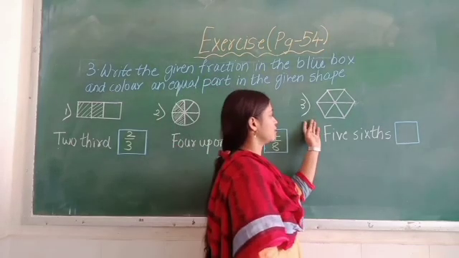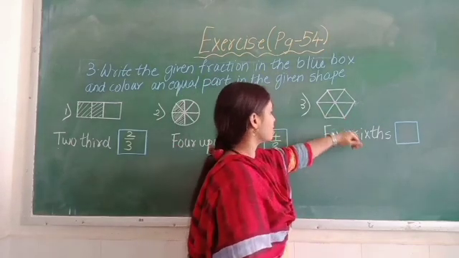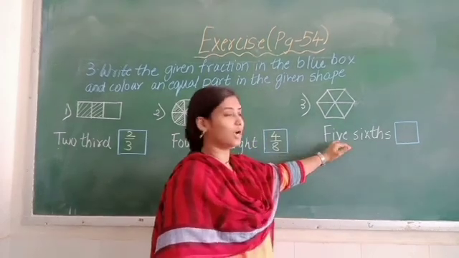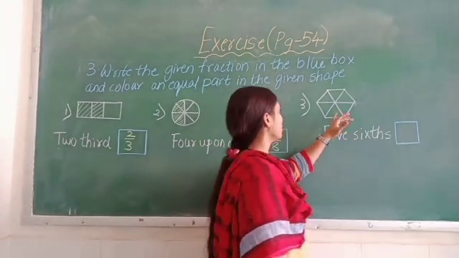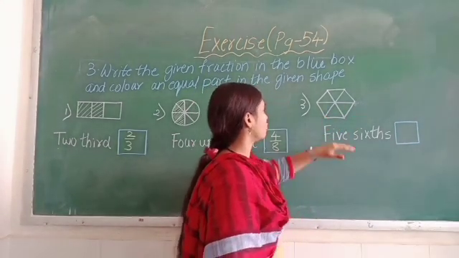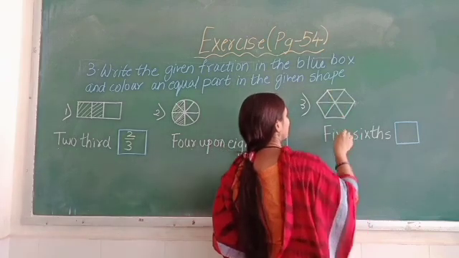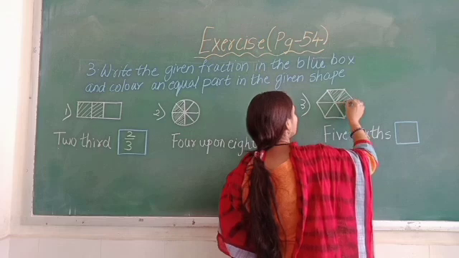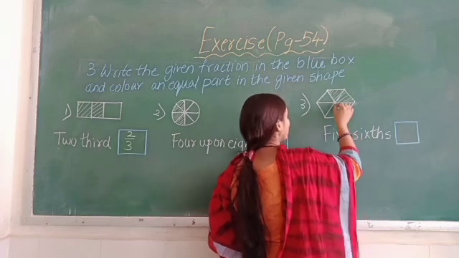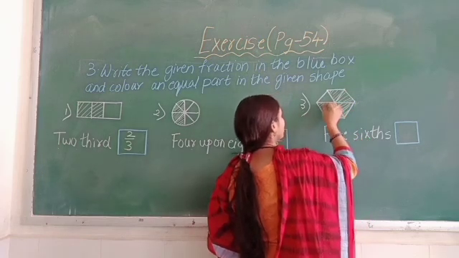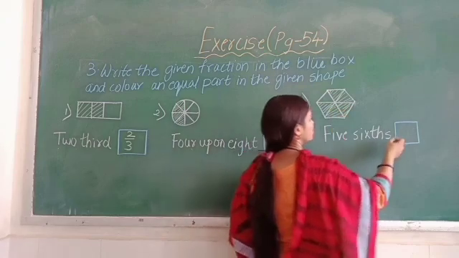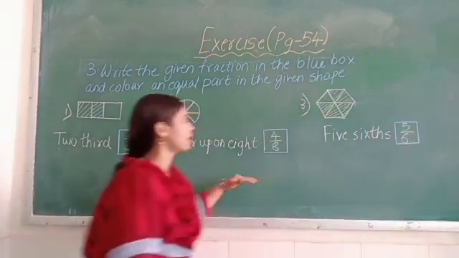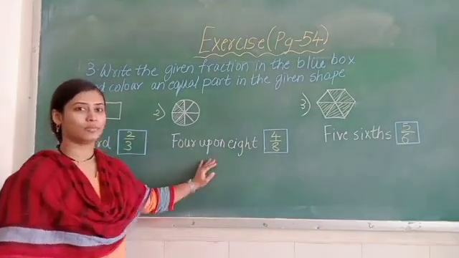Now here is a hexagon. How many parts are there in total? 6 parts are there. Out of that 5 you have to color. Out of 6, 5 you have to color. So we will color the 5 parts. 1, 2, 3, 4 and 5. We will write the fraction as 5 upon 6. In this manner you have to solve this question.